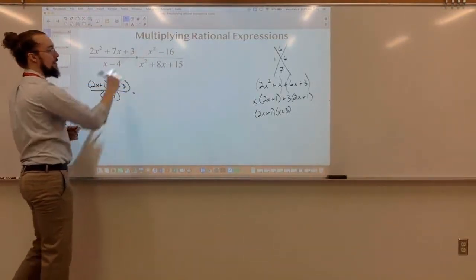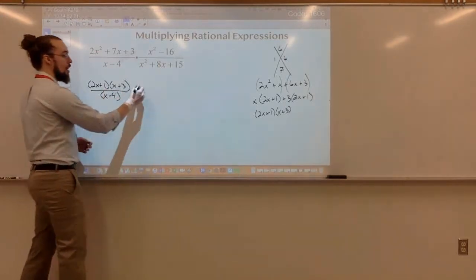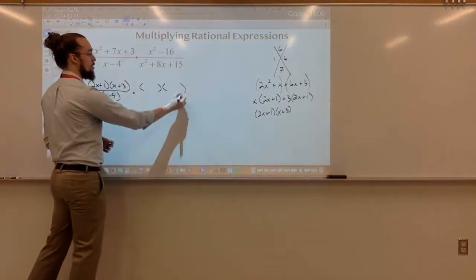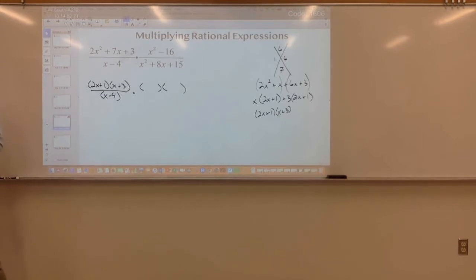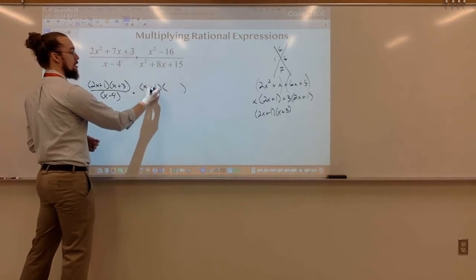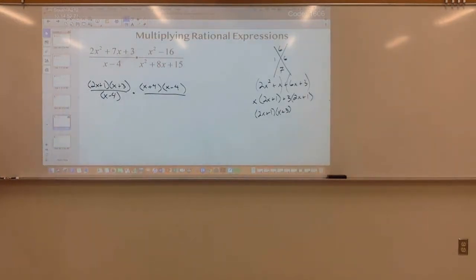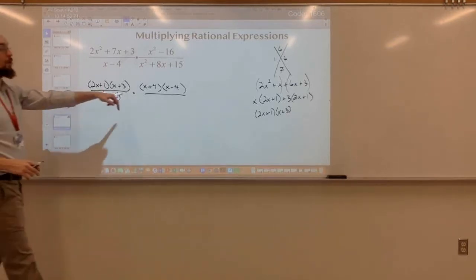Then up here, I've got x squared minus 16. What can I do with that? It's the difference of squares. So how does a difference of squares factor? You divided by 2 instead of taking the square roots. Close. Well, we should get x plus 4 and x minus 4.